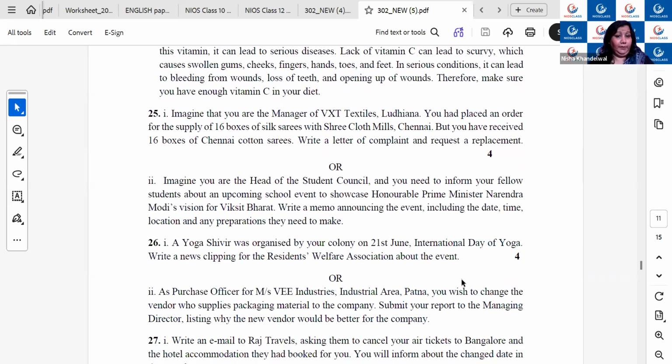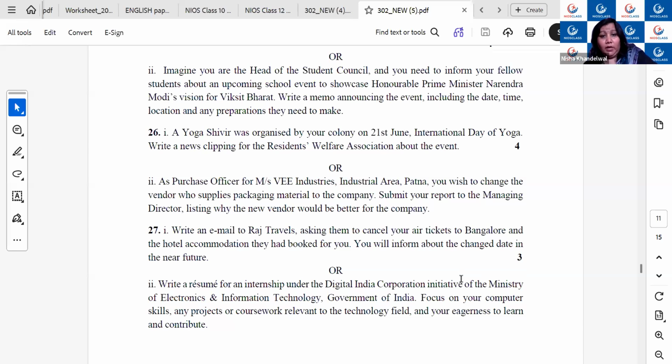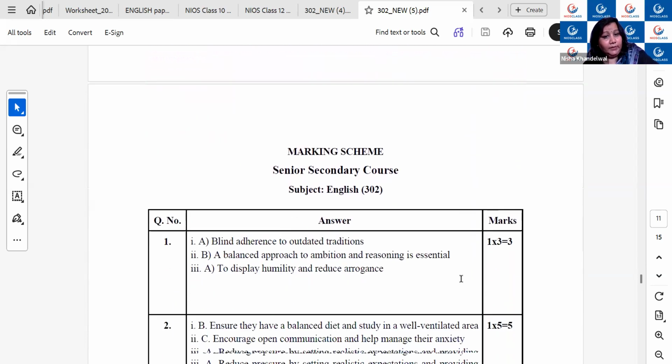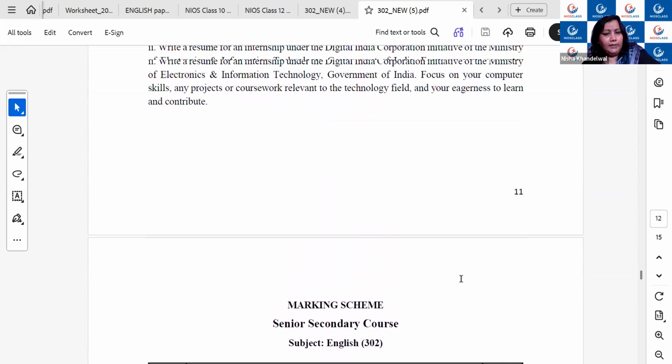That would be enough. Okay. Then we have letter placing order that we have done. Okay. Then we have one more writing question, that is a memo. Okay, how to write a memo, that also we have done. And then we have one news report. Write a news clipping for the resident. So it's a report only. Okay, the second choice in question number 26 is also a report. Then one email is there and one resume, how to make a resume. So in this way you will complete this. Okay, marking scheme. Okay, answers are there. So we have already discussed, so there is no point.